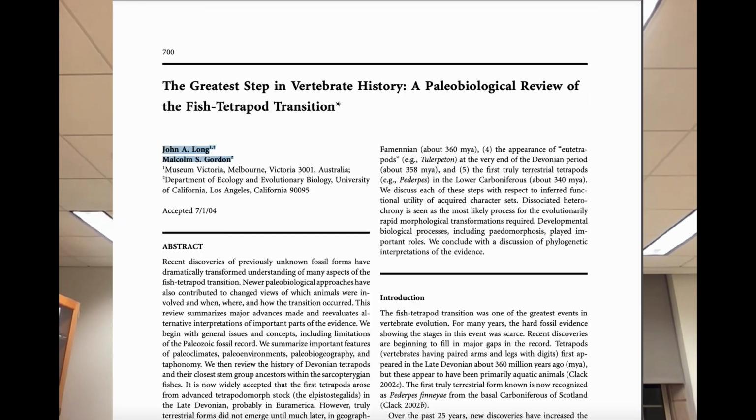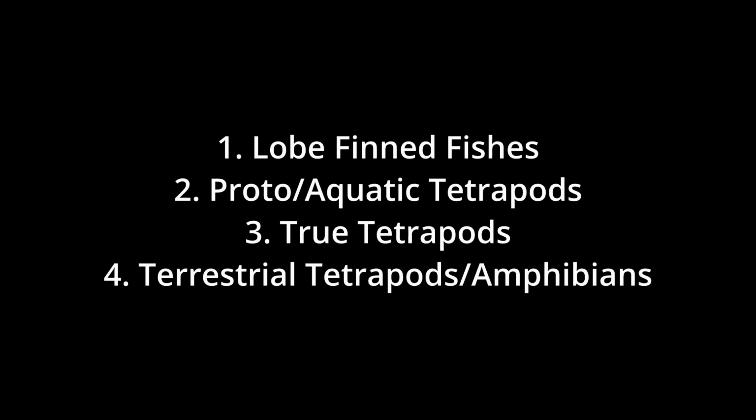The main article that I'll be using is titled The Greatest Step in Vertebrate History, a Paleobiological Review of the Fish Tetrapod Transition, but I'll also be using many other research papers as needed. This was written by John A. Long and Malcolm Gordon, and I'm going to be breaking down tetrapod evolution into four main groups that are significant steps along this evolutionary line, eventually producing land-dwelling amphibians.